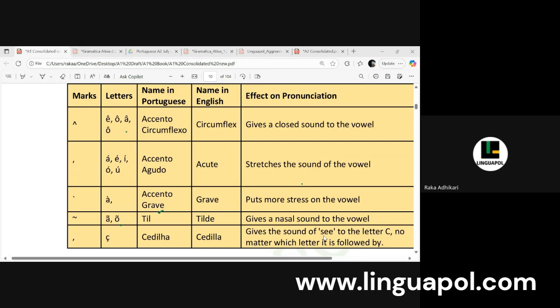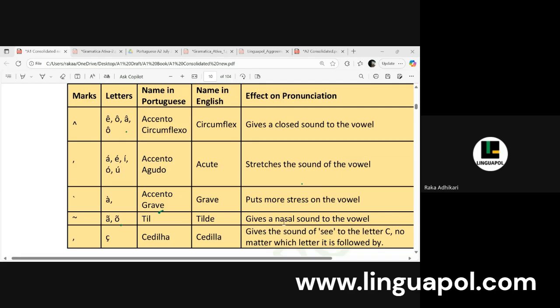First one, you can see it looks like a triangle. It comes on top of the letter, and the name of this accent is, excuse me, circumflex accent. In Portuguese, we will call it acento circunflexo. Acento circunflexo.